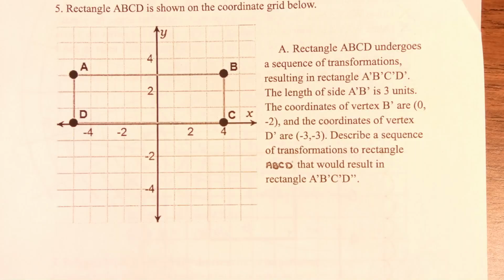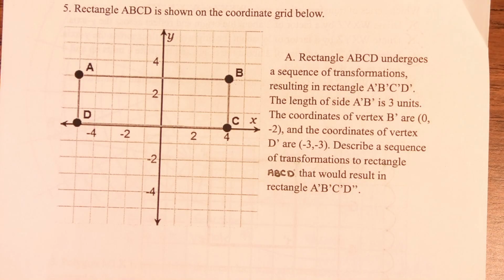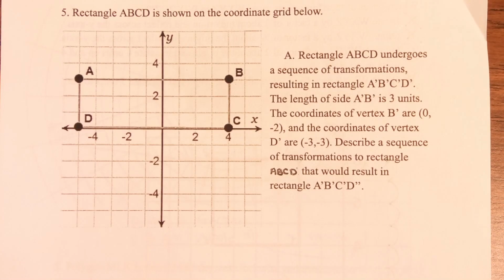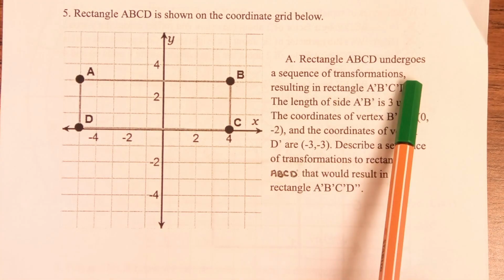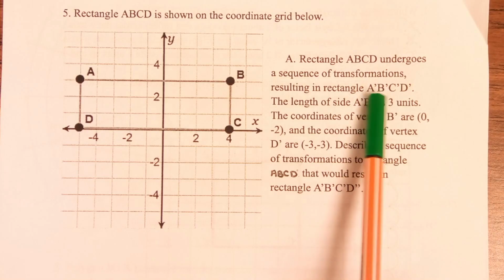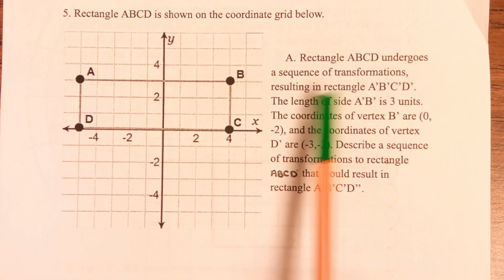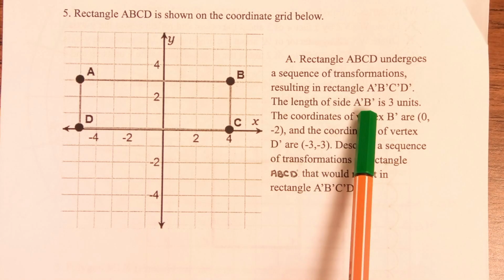Rectangle ABCD is shown on the coordinate grid below, right here, ABCD. All right, now let's read the instructions that they want from us. Rectangle ABCD undergoes a sequence of transformations that result in A'B'C'D'. The length of side A'B' is going to be 3 units, okay? So we know it's getting smaller because this is definitely not 3 units. The coordinates of the vertex B' are (0, -2).